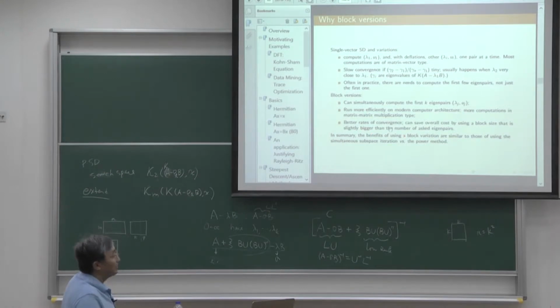There is also a better rate of convergence for the small eigenvalue, in the sense that in the one vector version, you compute the first eigenvalue. Now, if you use a block version for two eigenvalues at the same time, you will see the first eigenvalue converge faster in the block 2 version than the block 1 version. And like I mentioned before, this improvement is extremely similar, the same principle as subspace iteration versus power iteration.